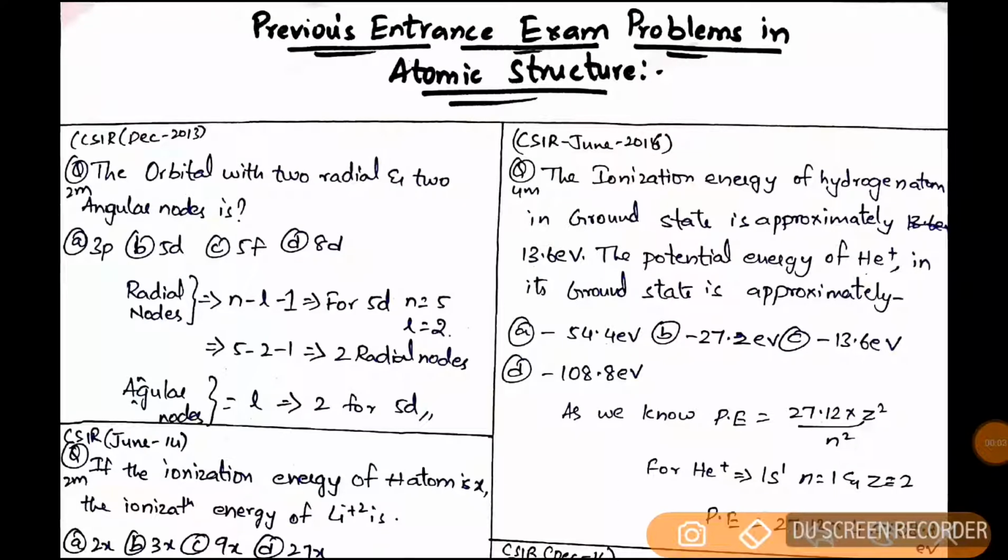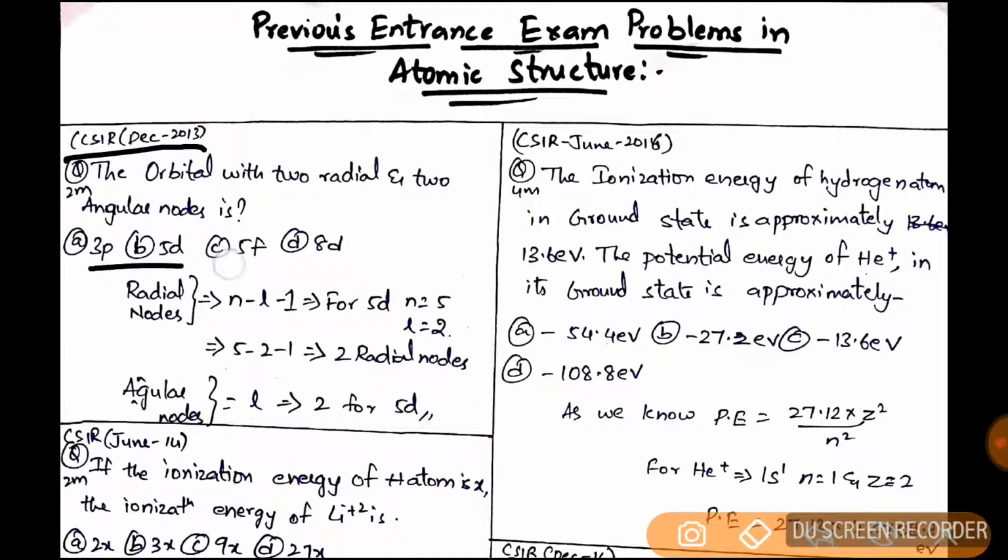These are the previous entrance exam problems in atomic structure, that is from CSIR, GATE, and also IIT JAM, and also from SET. I've discussed a few problems. So as you could see here, this is a problem from CSIR 2013 December. This question is asked for 2 marks. The orbital with 2 radial and 2 angular nodes is.